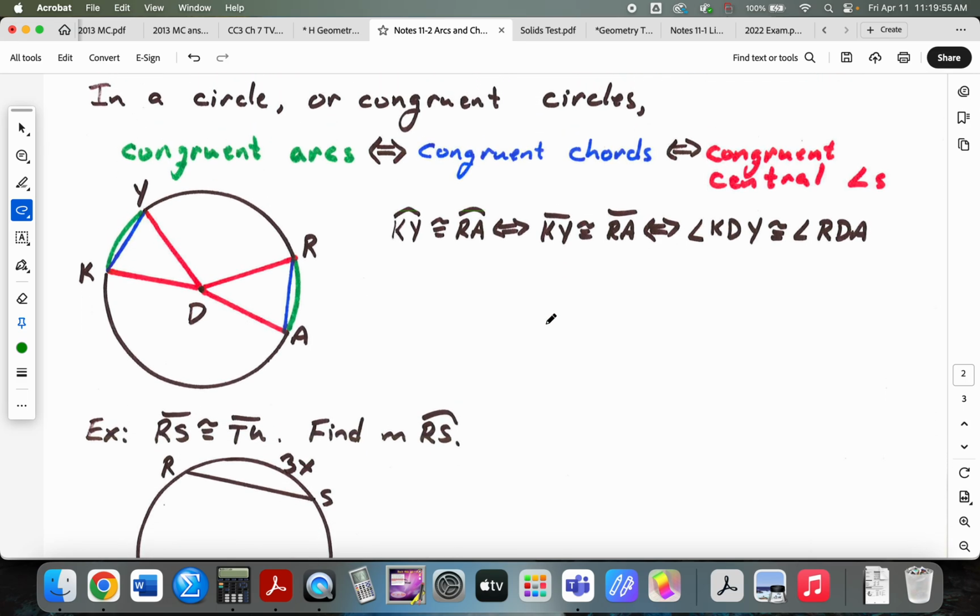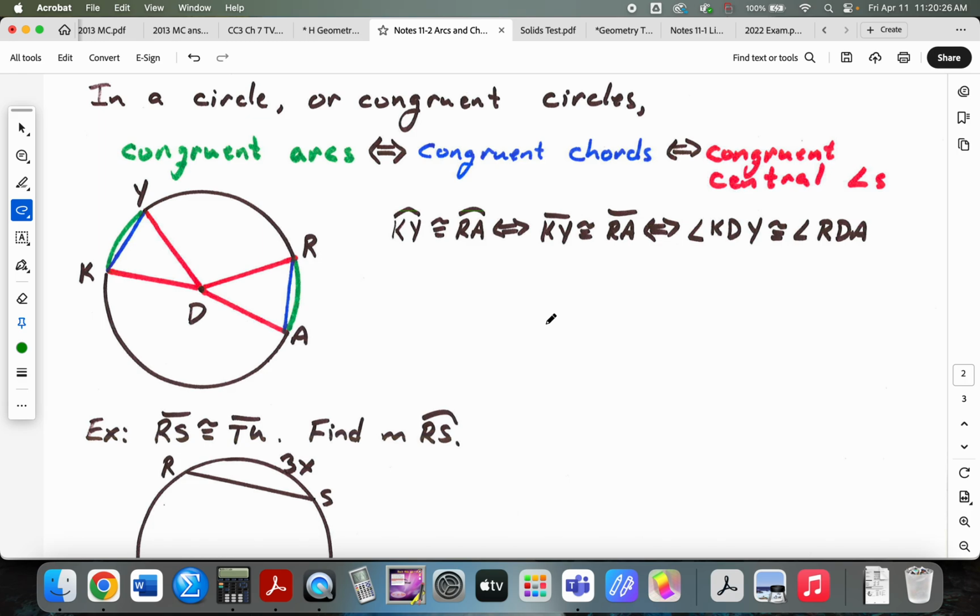So again, in a circle or in congruent circles, these three things are tied together. If you have one, you have the other two. So if you have congruent arcs, you're going to have congruent chords, and you're going to have congruent central angles. If you have congruent central angles, you'll have congruent arcs and congruent chords. If you start with congruent chords, you're going to have congruent arcs and congruent central angles. All those things go together.